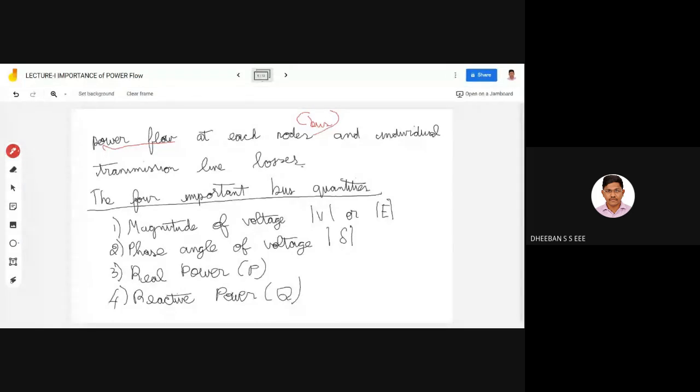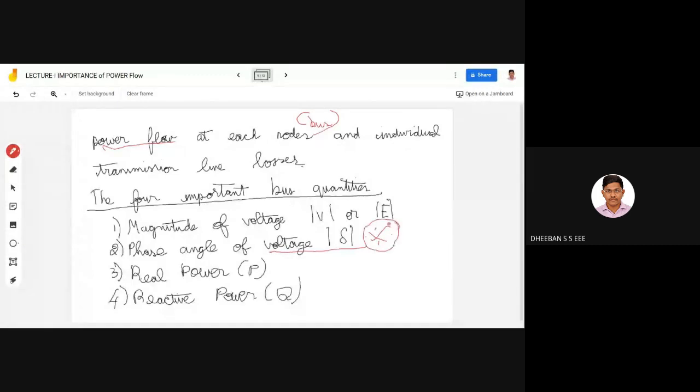So if the phase angle deviation is very high, the power system stability will fail. And what happens? It will result in a blackout. Okay. So this is a very important parameter.